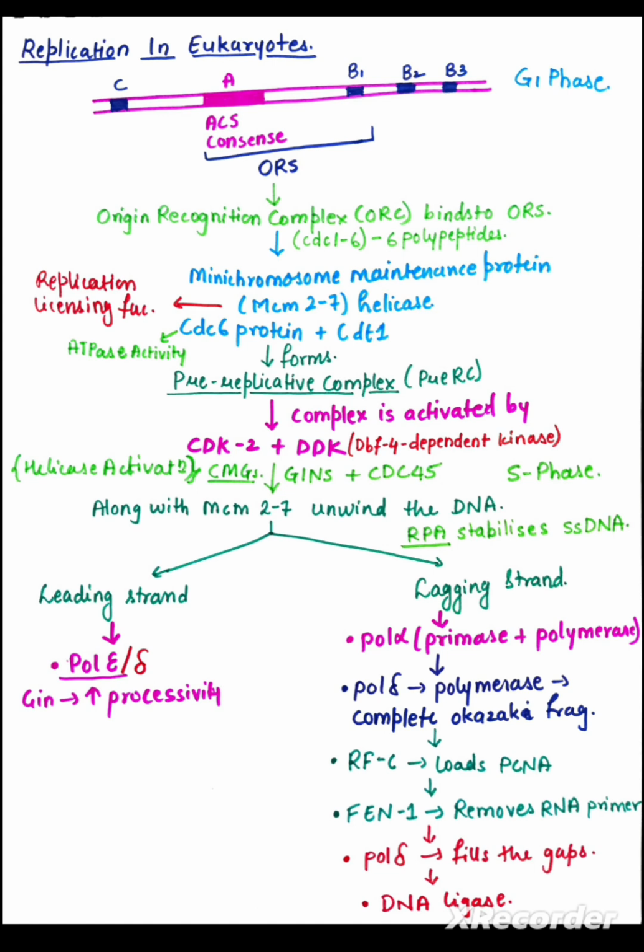Now talking about the removal of primers, once you complete the polymerization of lagging strand, there will still be primers which are to be removed. That is done by flap endonuclease 1 in eukaryotes. Later, Pol delta will fill the gaps again, and DNA ligase will ligate, the last phosphodiester bond will be formed, and it will ligate that fragment. So that's how the replication takes place in eukaryotes, to summarize in brief.